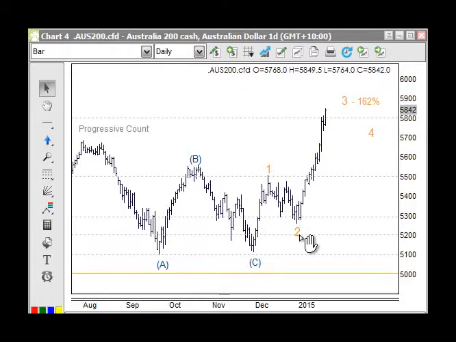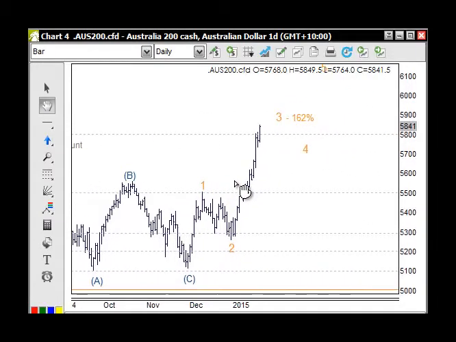So the 1, the 2, and the third wave up here. Normally the 162 extension of wave 1 is quite a good target, but with third waves, they can also extend out, and instead of 162, we can have 200 here. So it's 200 from this point here. Let's just look at that for a moment, shall we?